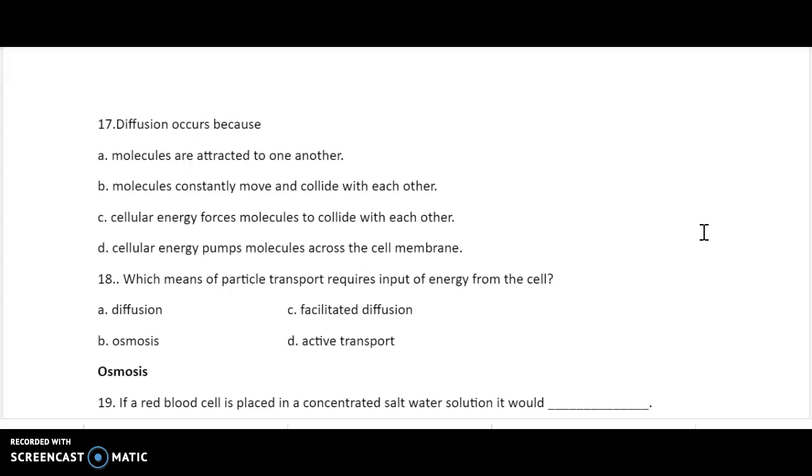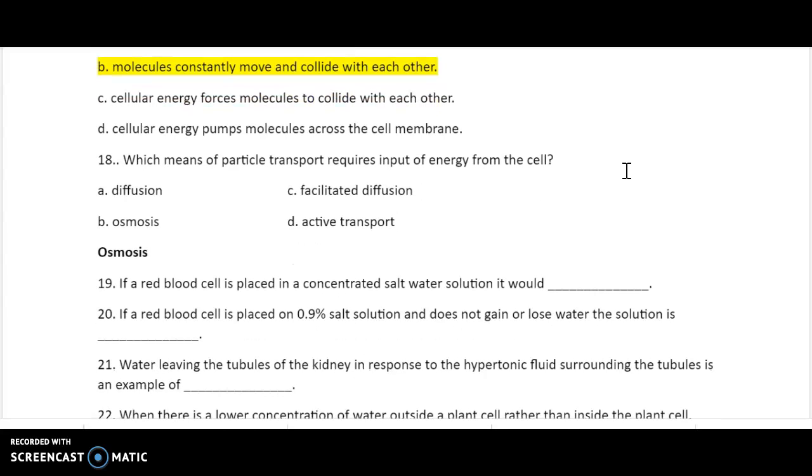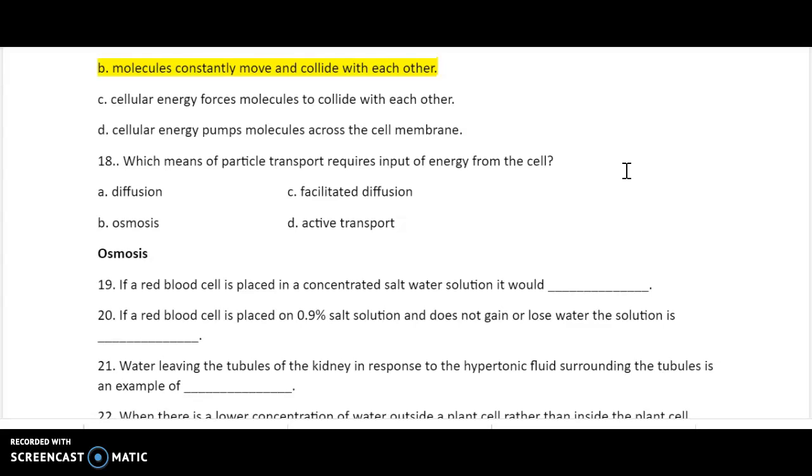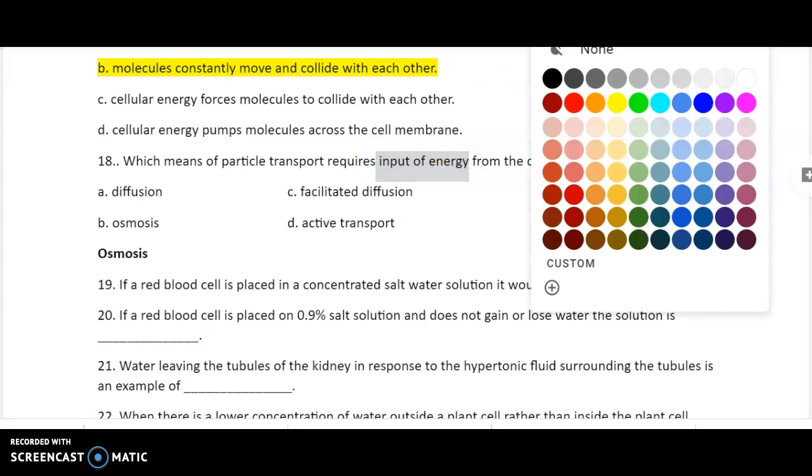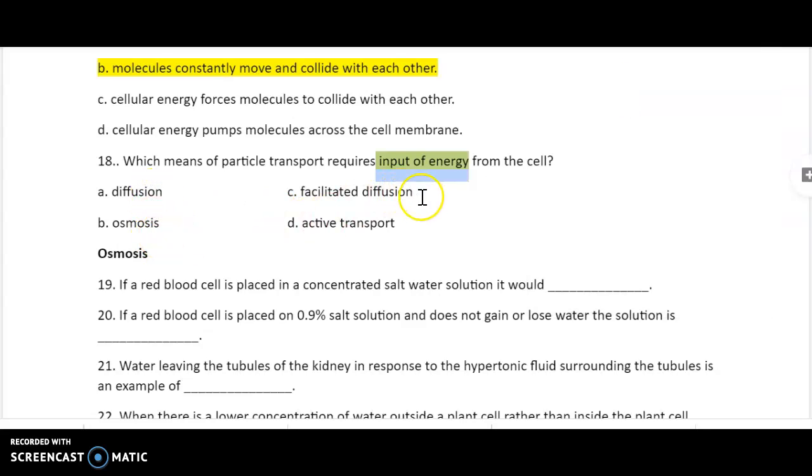Diffusion occurs because, remember, diffusion is passive, and it goes with the concentration gradients. Molecules constantly move and collide with each other. The options about cellular energy forcing molecules to collide, or pumping molecules across the cell membrane, we know are not true because we're not using energy. So molecules are constantly moving and colliding with each other. In diffusion, they want to even up. Nature wants to even out that concentration. So as they bump into each other, it spreads around and evens out. Which process requires input of energy from the cell? Osmosis, diffusion, and facilitated diffusion are all passive.